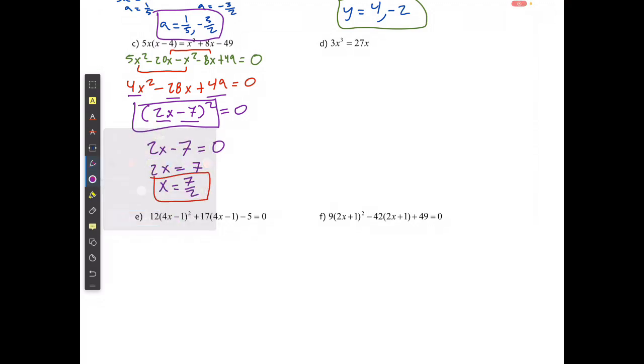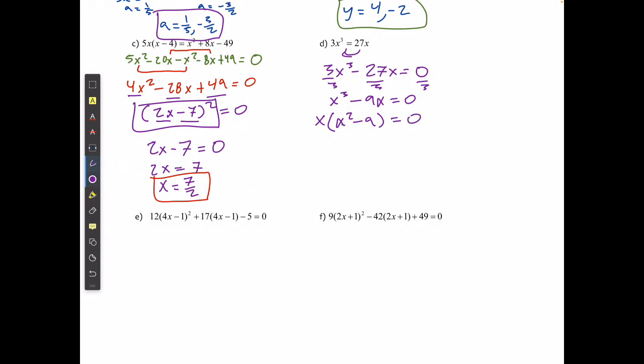For example, D. I'm going to move this to the left-hand side and say that I have 3x to the power of 3 minus 27x is equal to 0. I can divide everything by 3, and I'm going to get x to the power of 3 minus 9x is equal to 0. Well, these two have a common factor of x. So x, and I'm left with x squared minus 9 is equal to 0.